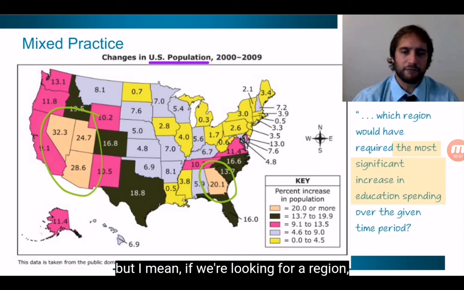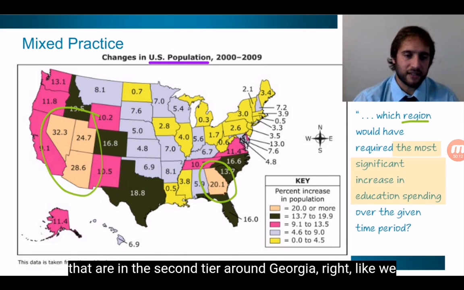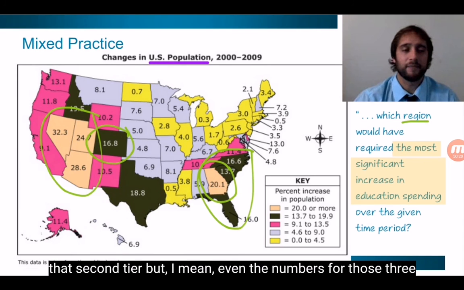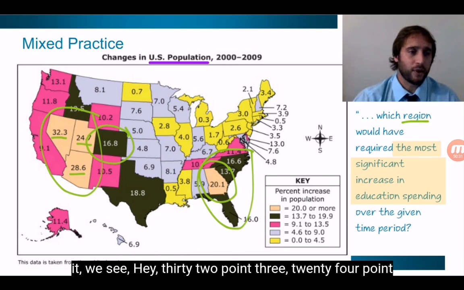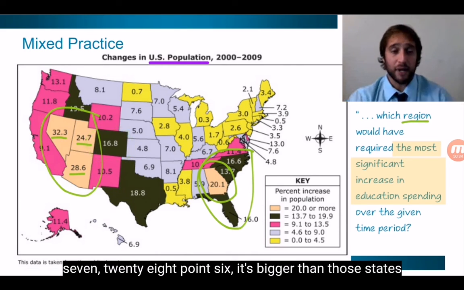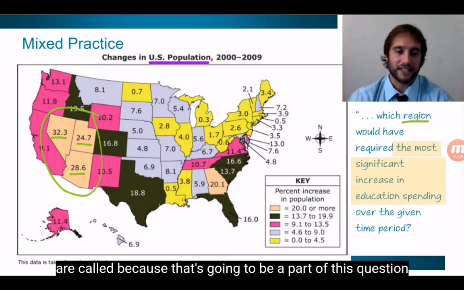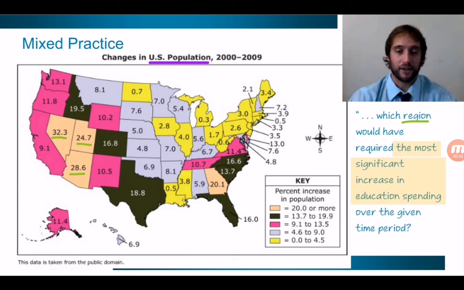But, I mean, if we're looking for a region, right, we would say that, well, even though we have some states that are in the second tier around Georgia, right, we have another state here that's in that second tier. But even the numbers for those three states over here, Nevada, right, and the states around it, we see, hey, 32.3, 24.7, 28.6. It's bigger than those states in the region. I don't want to give away what the regions are called because that's going to be a part of this question. Over there around Georgia and Florida and South Carolina and North Carolina.